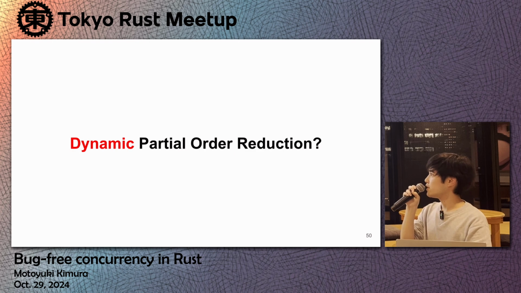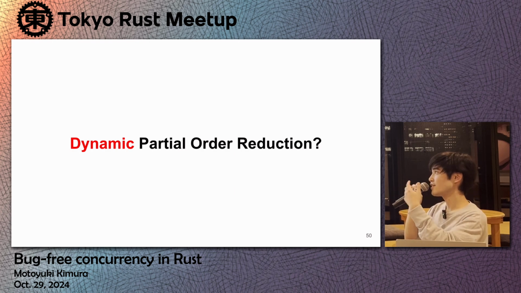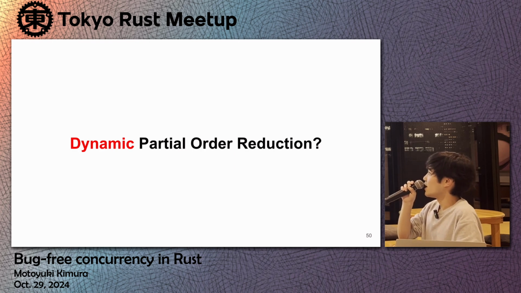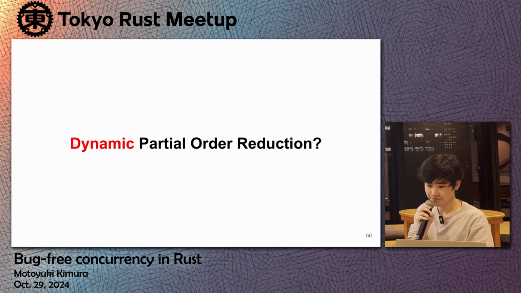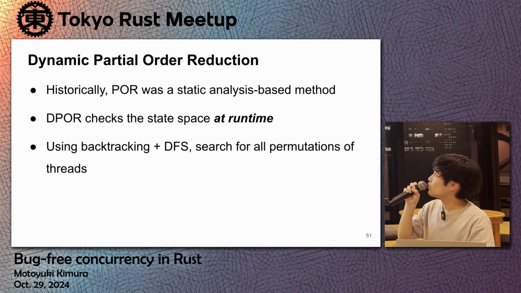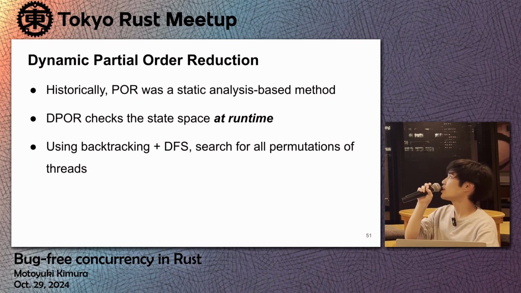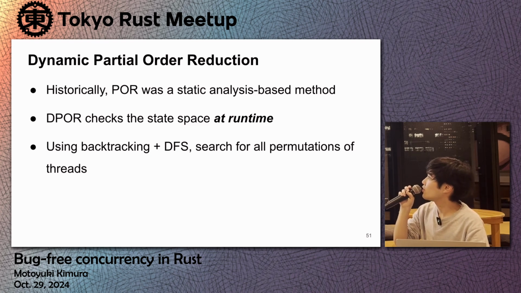So yeah, let's talk about a bit different way, dynamic partial order reduction. This is a bit different from partial order reduction itself, but Loom actually uses this one. So historically, partial order reduction was a static analysis method. But it turns out that doing checks at runtime is much more efficient. So DPOR tries to check the state space at runtime, while executing the program.